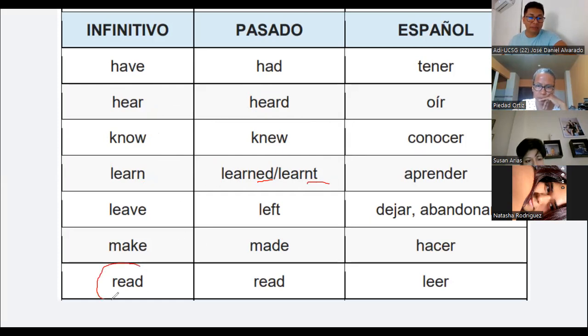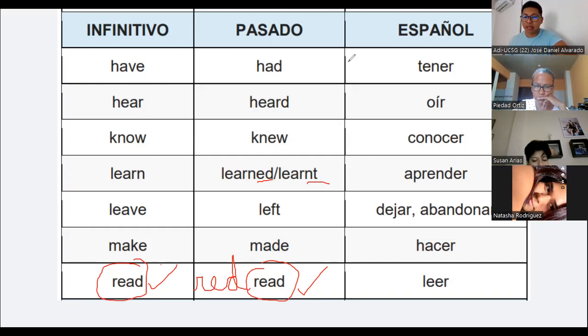Y el verbo read se escribe igual en presente y en pasado, pero se pronuncia diferente. In present we have read and in past we have read. Como el color red. Se pronuncian igual. So, if I say, for example, I read a book every month, that is simple present. But if I say I read a book yesterday, that is simple past. Okay, so you need to pay close attention to that.